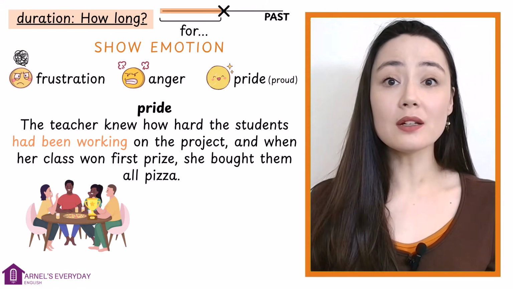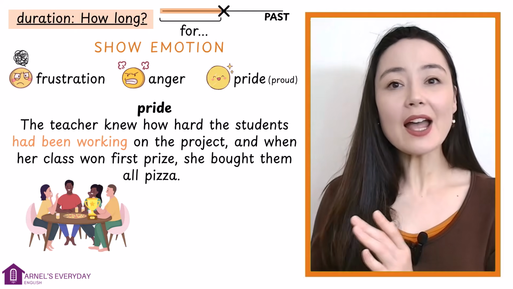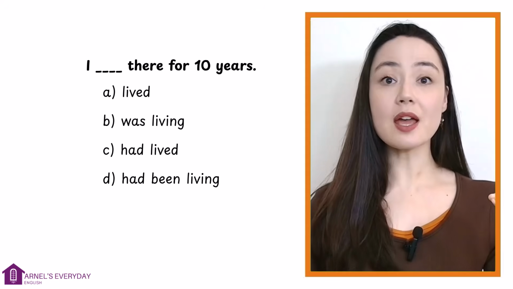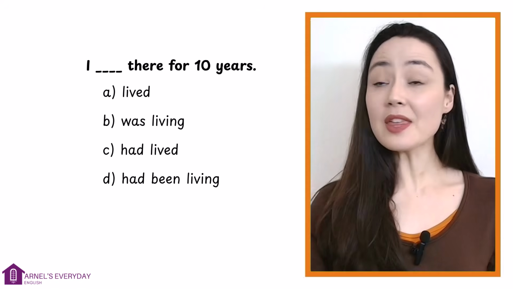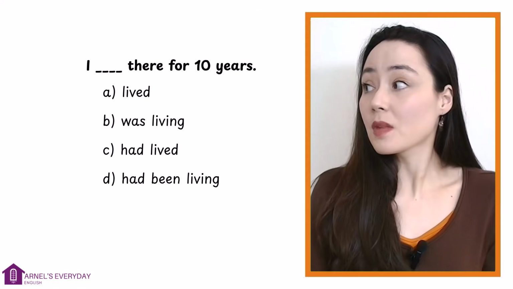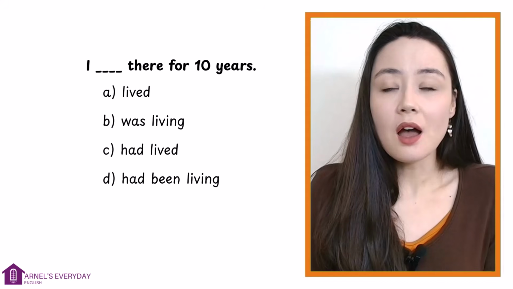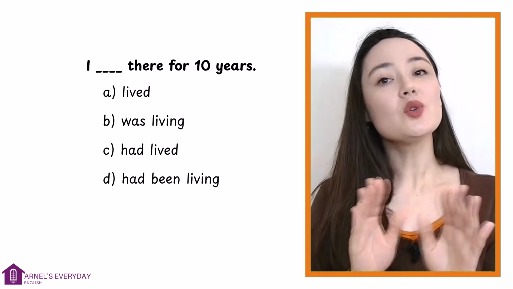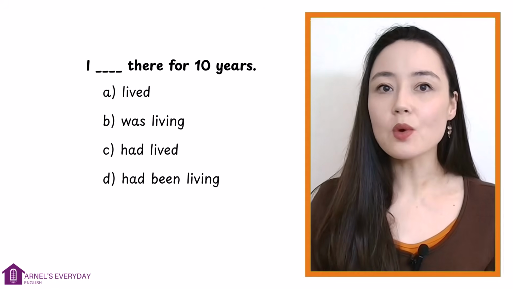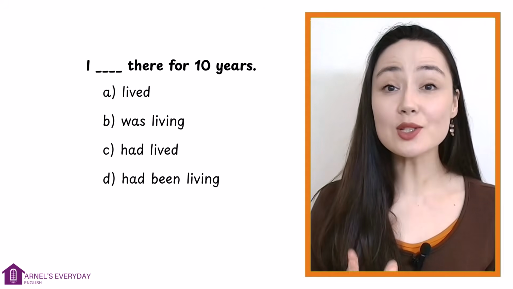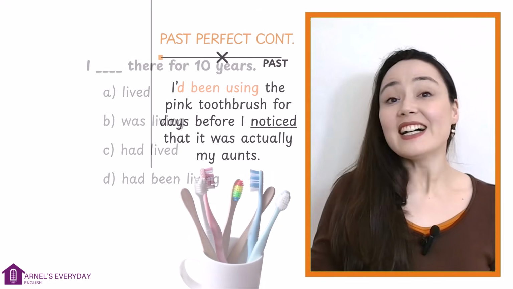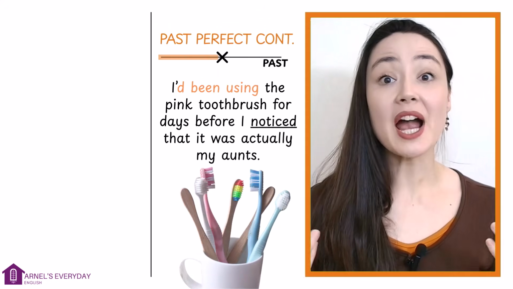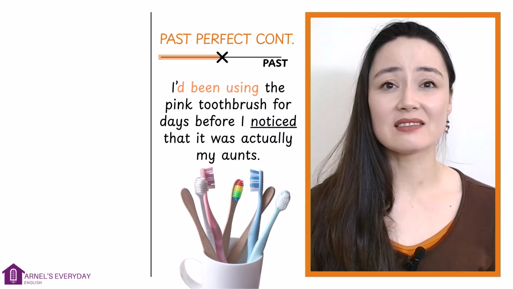Why is this important? Because I often have students ask me this question. For 10 years. And then they give me some options. Which option is correct? Well, they are all possible. You cannot choose a tense without context. That's so important. I'd been using the pink toothbrush for days before I noticed that it was actually my aunt's. Ugh.